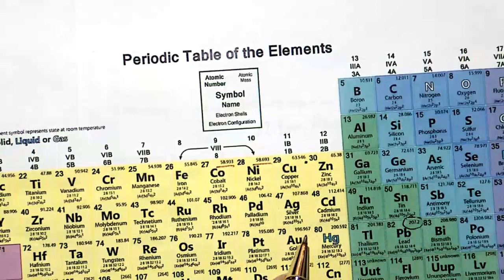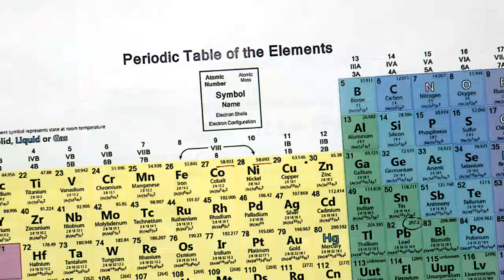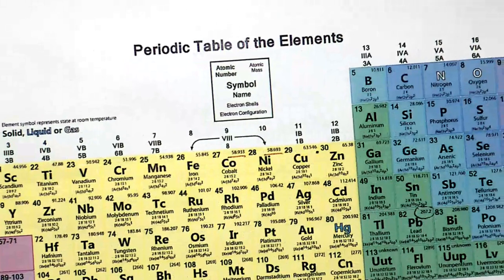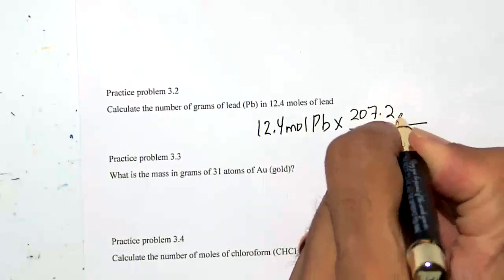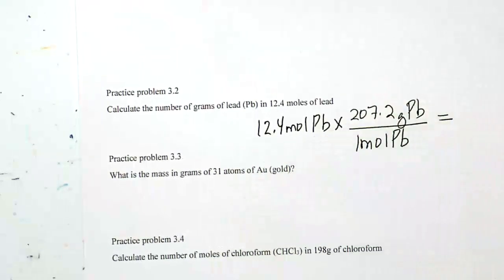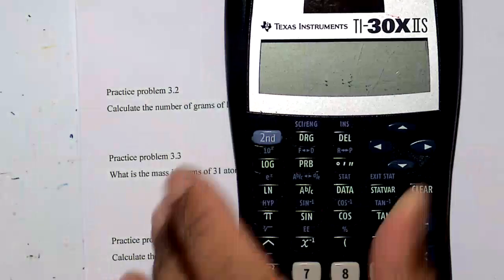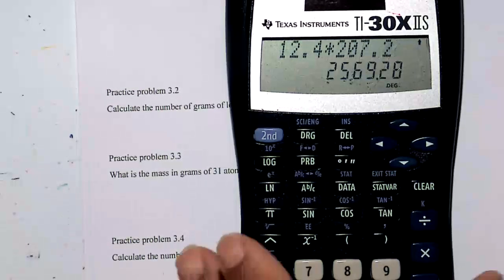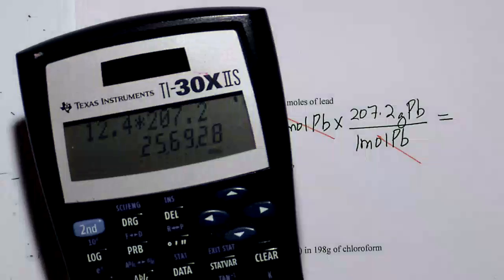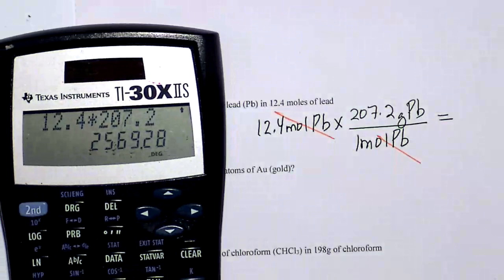And it's 207.2. Everyone see that? $207.2. Okay. So I like canceling out units. So the moles of lead cancels with the moles of lead. And what's 12.4 times 207.2? 2569, 3 sig figs maybe.